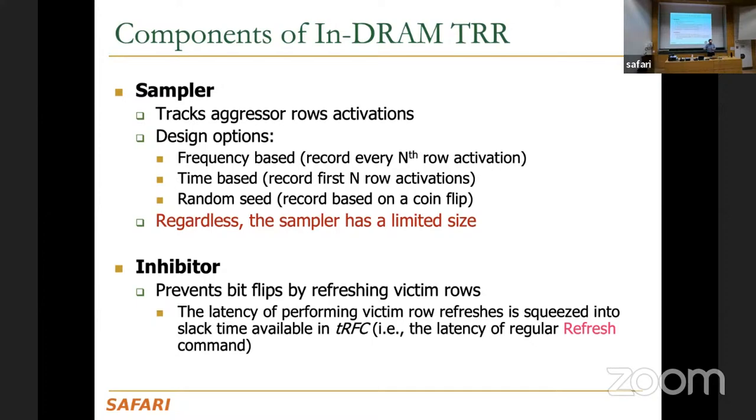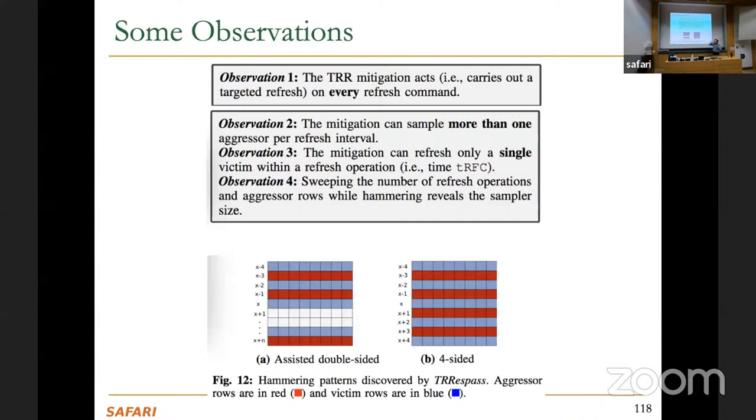And these are our observations, basically. I will not go into detail, but the key here is this TRR, target row refresh, is triggered on every refresh command, and it exploits the slack in refresh. And you can sample more than one aggressor. The mitigation can refresh only a single victim within a refresh operation. And by sweeping the number of refresh operations and aggressor rows while hammering, we can figure out the sampler size. I will let you read the paper to really understand this. But by discovering these and validating all of these observations using the FPGA-based infrastructure, you can figure out the sampler size. Later, I'm going to show you a much better method to reverse engineer.